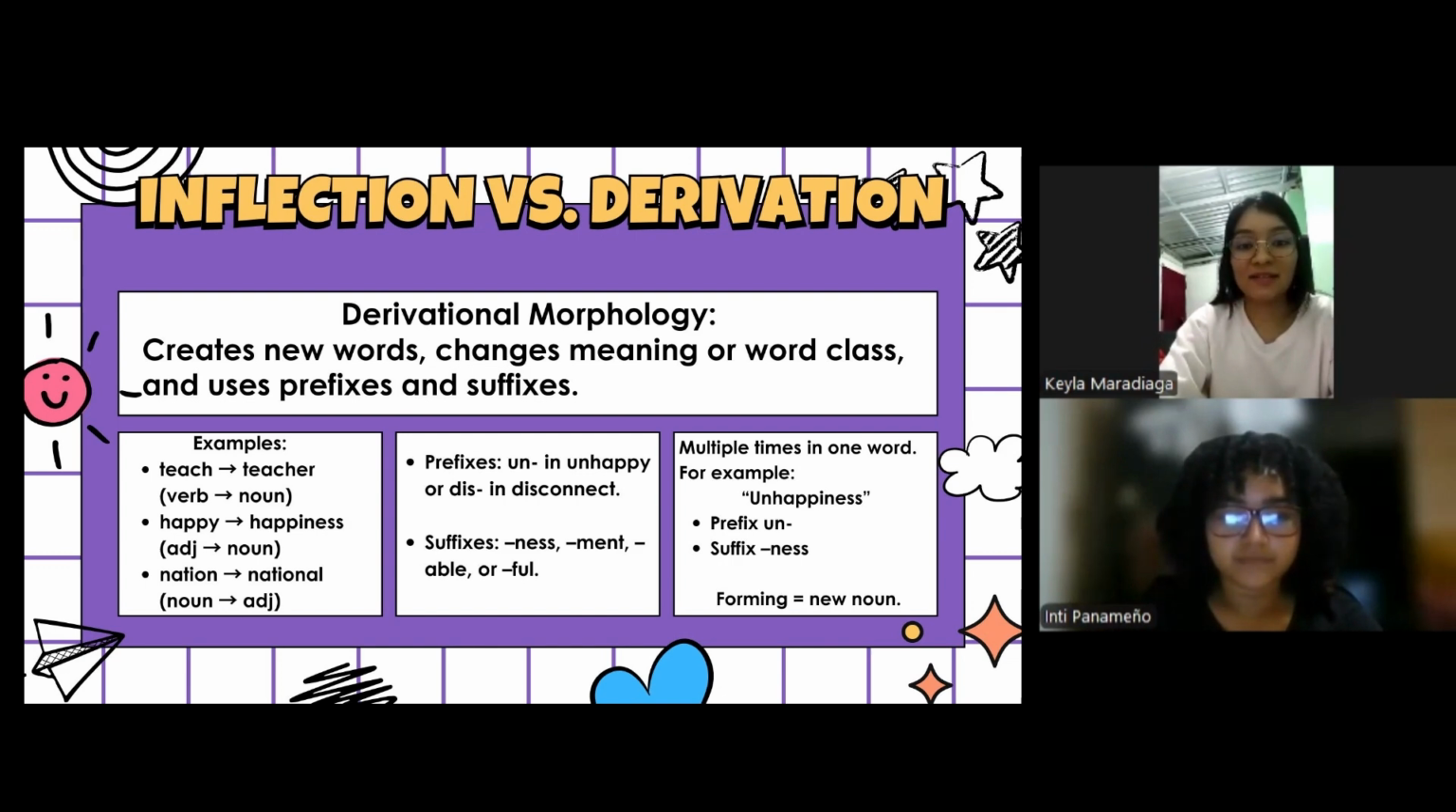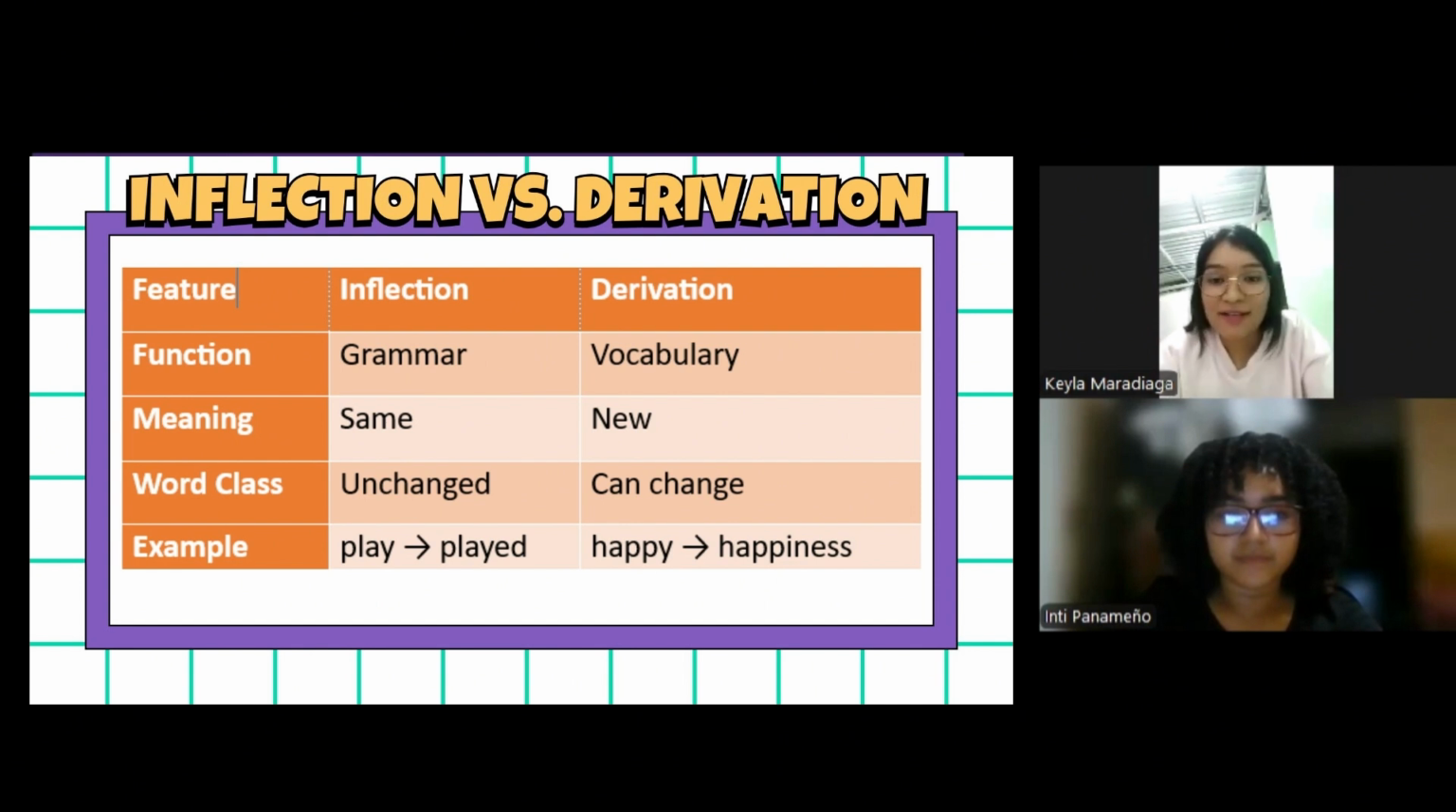In this chart, we can see the difference between inflection and derivation. Inflection is related to grammar and derivation is related to vocabulary. In inflection, the meaning is the same, and in derivation, the meaning is new. In inflection, the word class is unchanged, and in derivation, the word class can change. As an example, we have the verb play changed to played with inflection, and in derivation, we have the adjective happy that changed to the noun happiness. Now, my partner is going to talk about compounding.